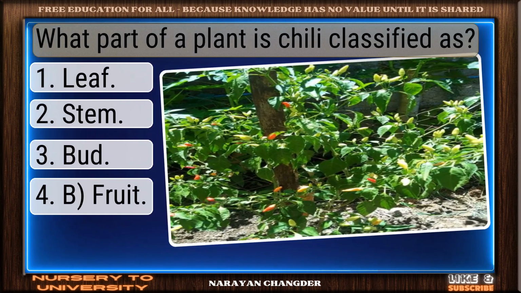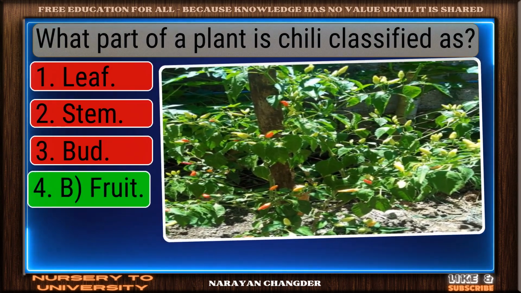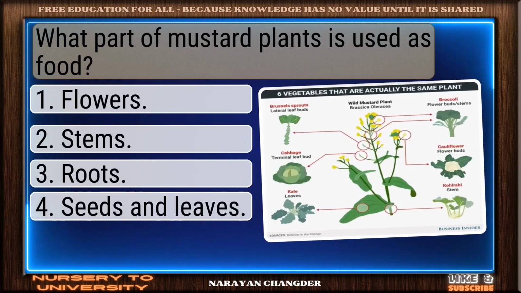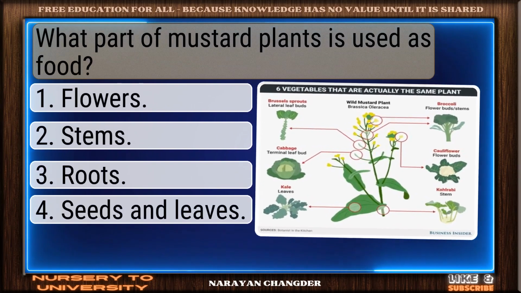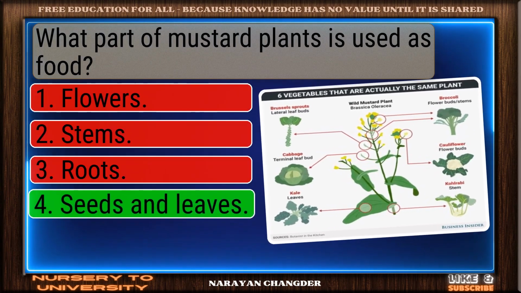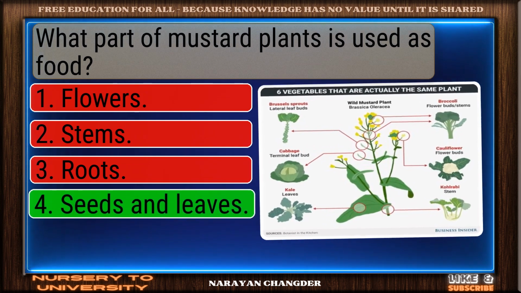What part of a plant is chili classified as? Well picked. Bee fruit is the correct answer. What part of mustard plants is used as food? Correct response. Seeds and leaves is the most accurate answer.